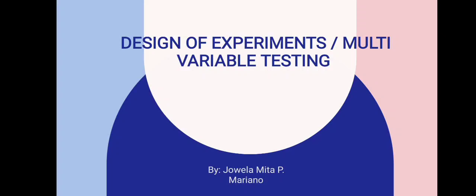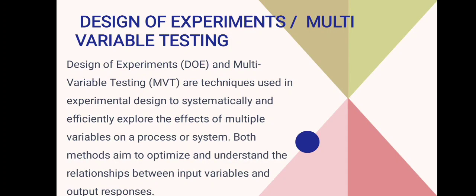Good day everyone. I will discuss to you my topic about design of experiments and multivariable testing. Design of experiments or DOE and multivariable testing or MVT are techniques used in experimental design to systematically and efficiently explore the effects of multiple variables on a process or system. Both methods aim to optimize and understand the relationships between input variables and output responses.